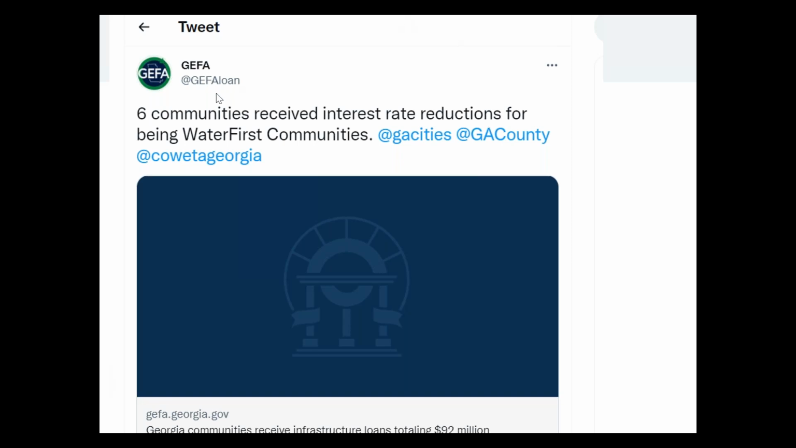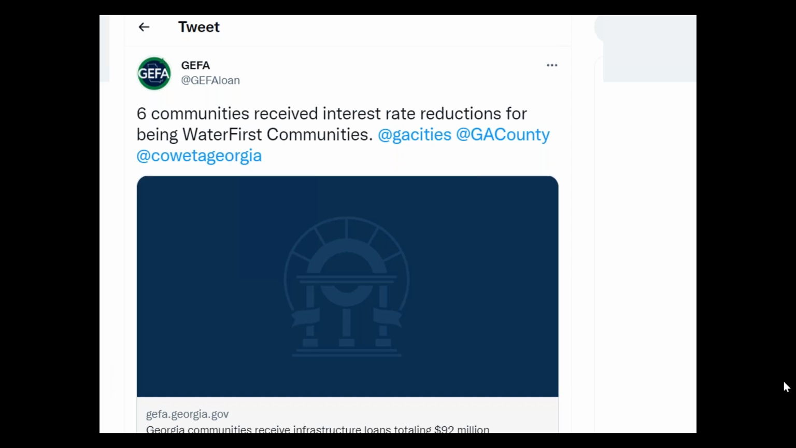Following, right? There were a number of communities that got loans from GFA recently, and 6 of them received this interest rate reduction because they have the WaterFirst designation. So I thought, throw that in there. That's not in your PDF handout if you're trying to follow along, because I put it in this morning. It just seemed hot off the press and salient.